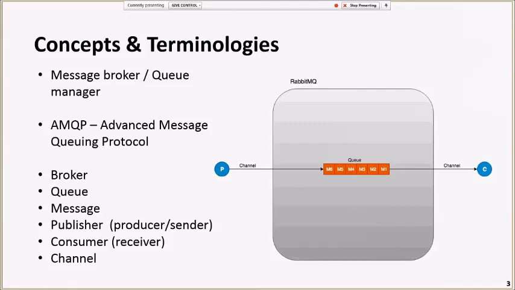Channels are kind of mini connections, and you don't want to keep creating new connections because a connection is a little more resource intensive. So you make a bigger connection to the RabbitMQ broker, and then each producer and consumer starts making individual channels to the queue. All right, so those are the basic concepts. The producer sends messages to the queue, and on the other side, the consumer reads those messages from the queue.